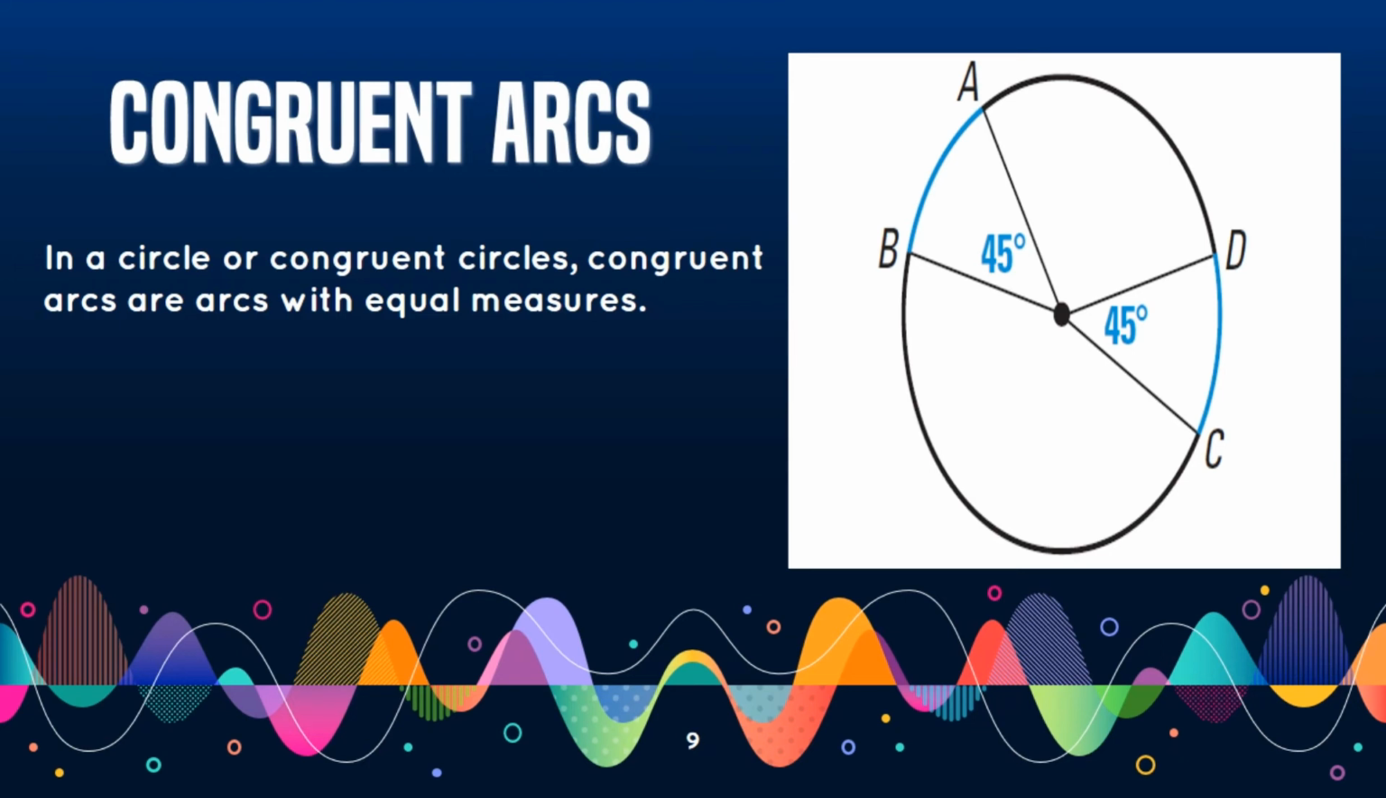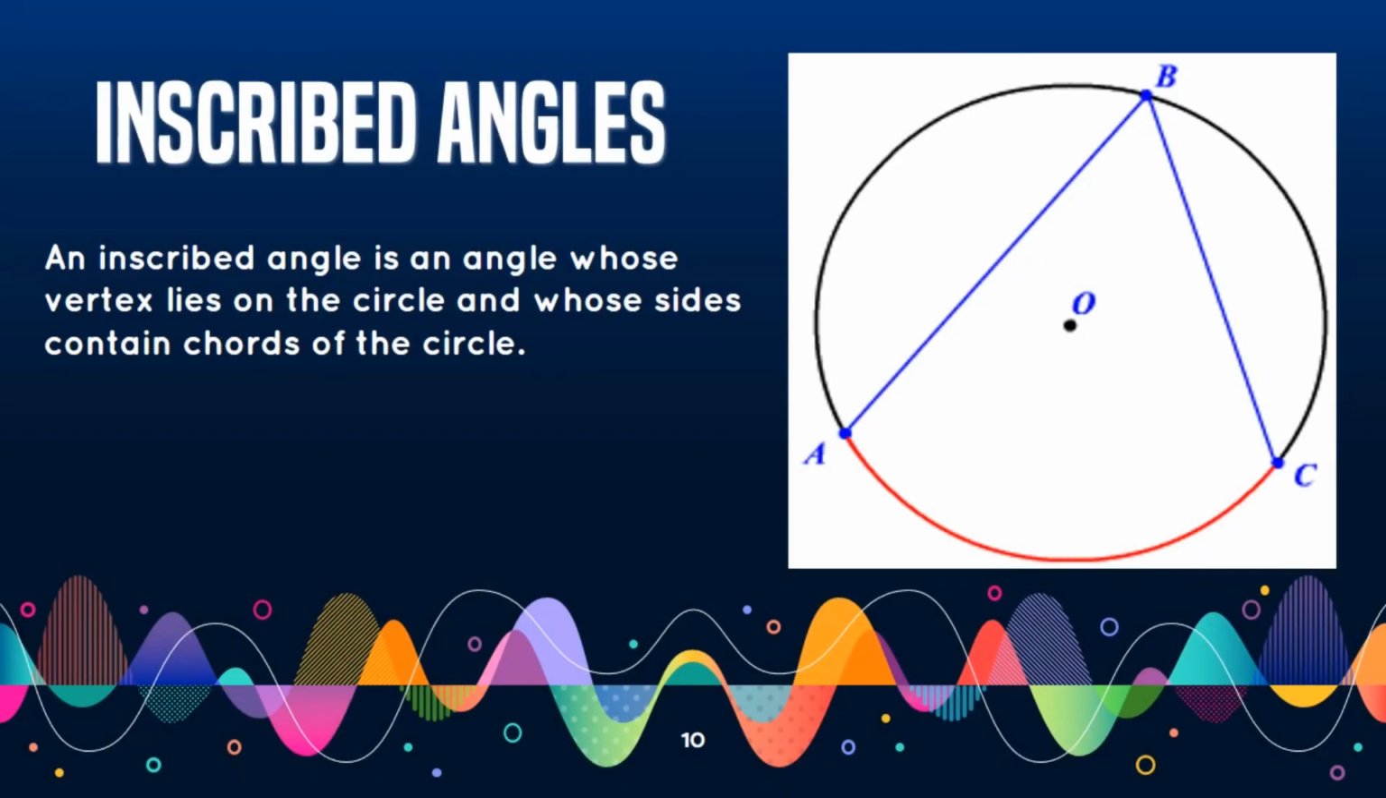Congruent arcs. In a circle or congruent circles, congruent arcs are arcs with equal measurements. We have here an example of congruent arcs. We have arc AB and arc CD. Since arc AB is equal to 45 degrees and arc CD is also equal to 45 degrees, we can conclude that arc AB is congruent to arc CD.